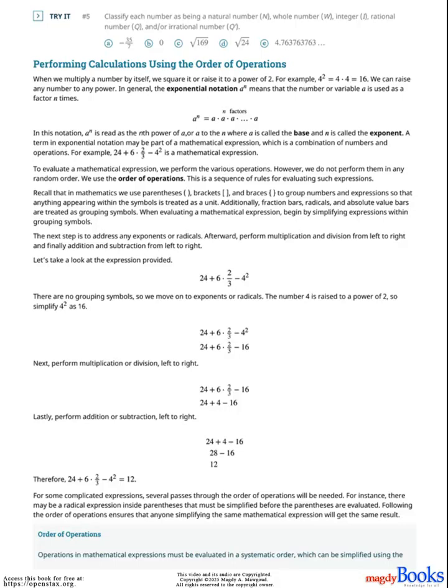Try it number 5. Classify each number as being a natural number, N, whole number, W, integer, I, rational number, Q, and/or irrational number, Q's complement. A. -35 over 7. B. 0. C. Square root of 169. D. Square root of 24. E. 4.763763763.